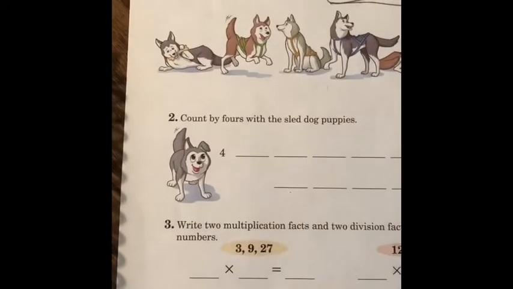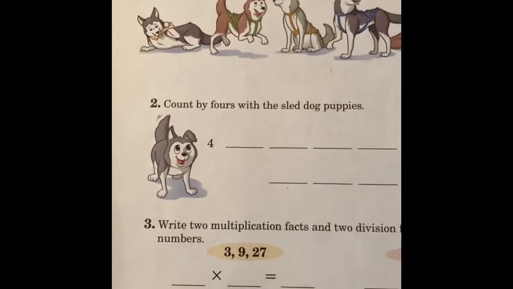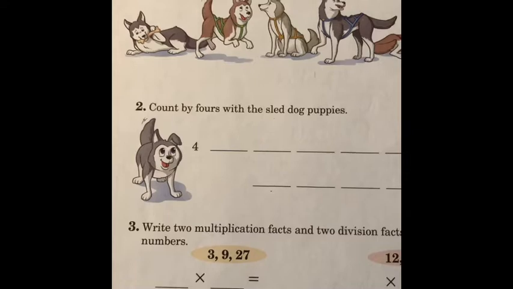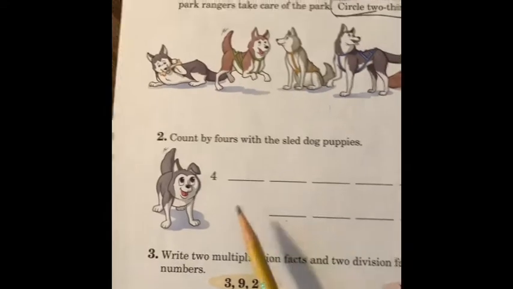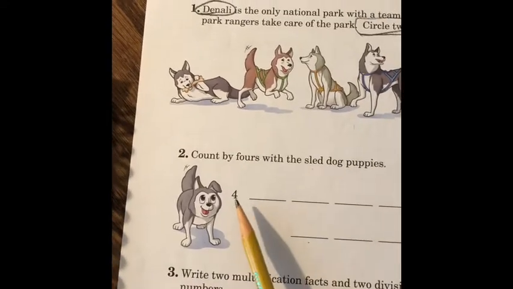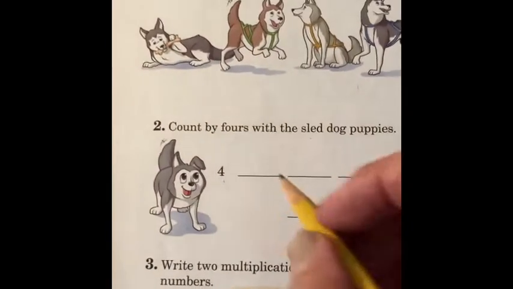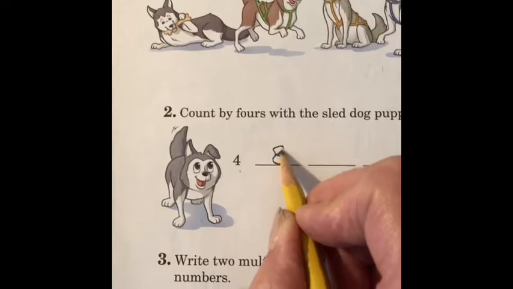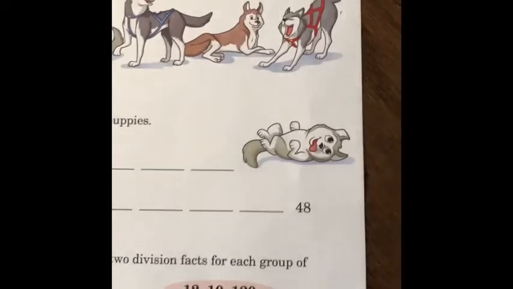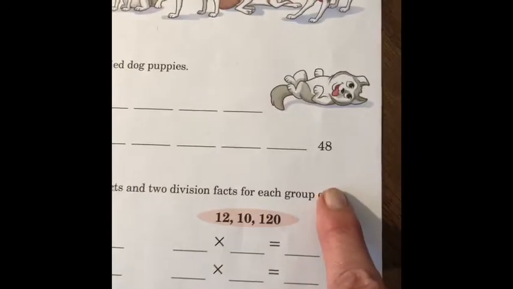All right, let's go to number 2. Count by 4s with the sled dog puppies. So you're going to start with 4 and count by 4s. So remember, 4, and then you go to the next one, 4, 5, 6, 7, 8. So you're counting by 4s, and you're going to end at 48. Start at 4, end at 48.